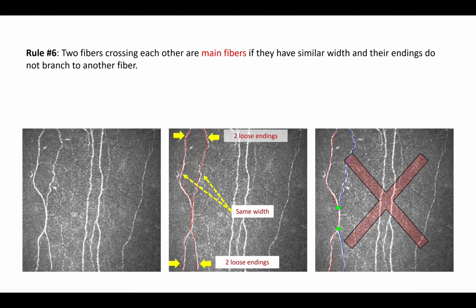Rule 6. Two fibers crossing each other are main fibers if they have similar width and the endings do not branch to another fiber. So you can see these two have the same width, and that's why we trace them as two main fibers.